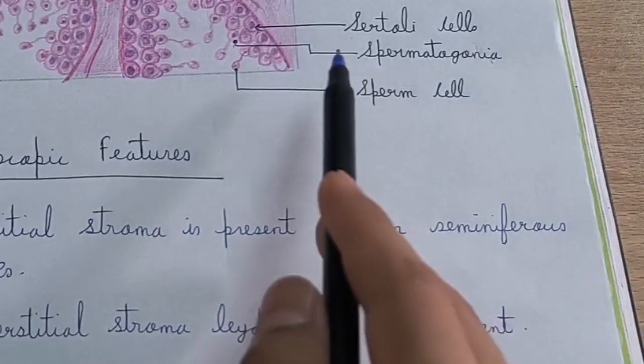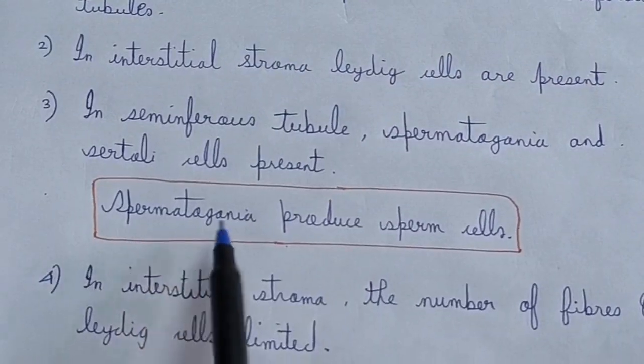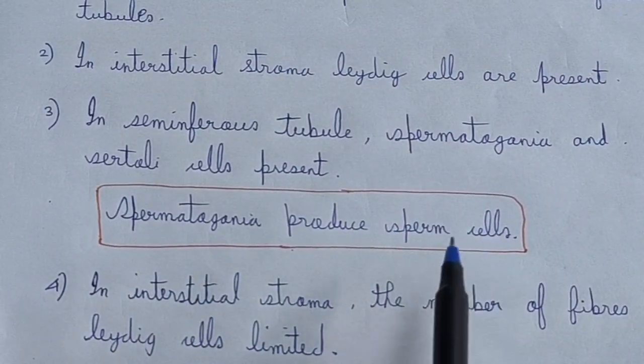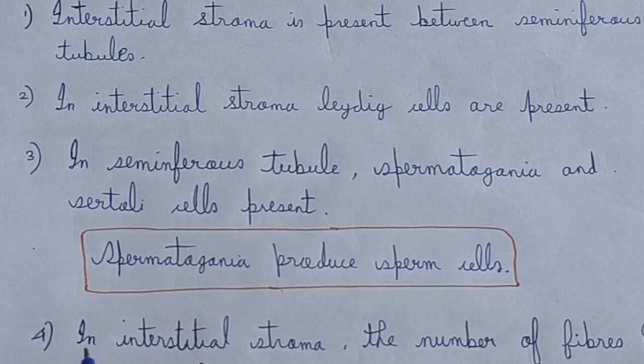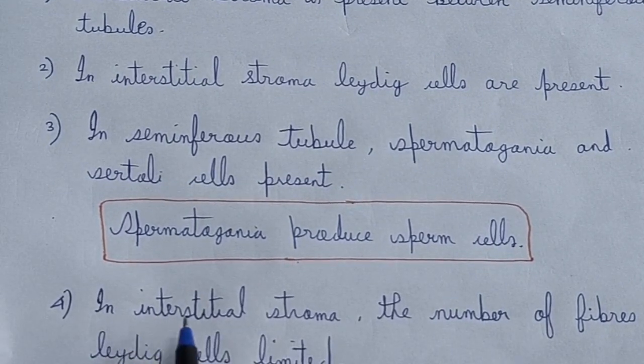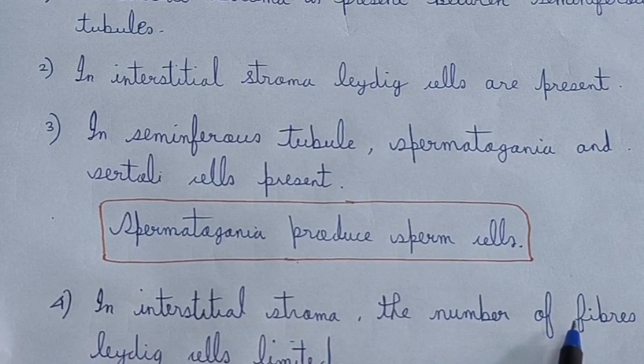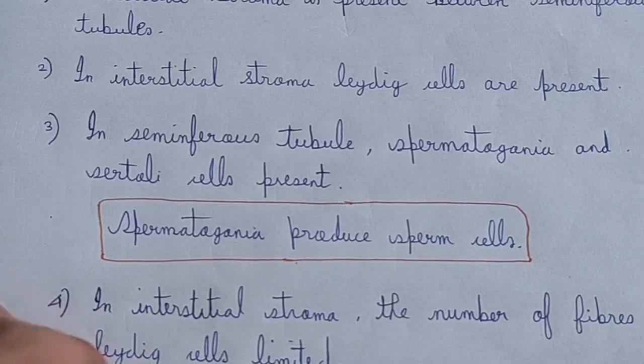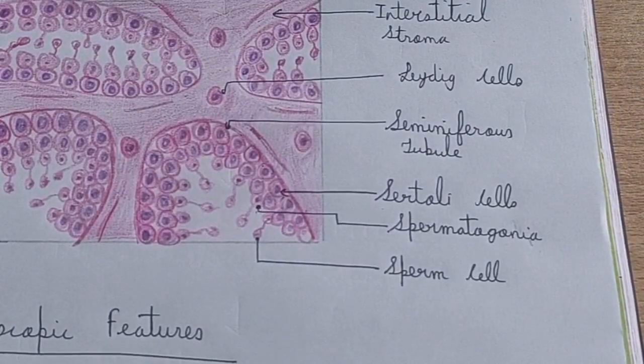I have already mentioned that the spermatogonia produce sperm cells. And there is also a fourth point: in the interstitial stroma, the number of interstitial stromal fibers and Leydig cells is limited. So all these are the main points and the basic information related to the histophysiology of the testes.